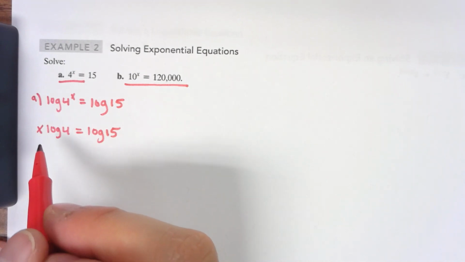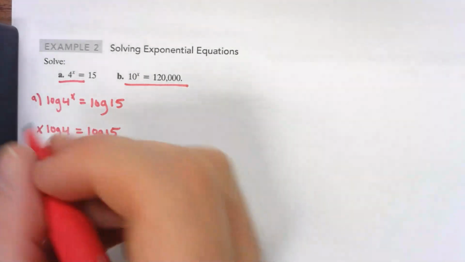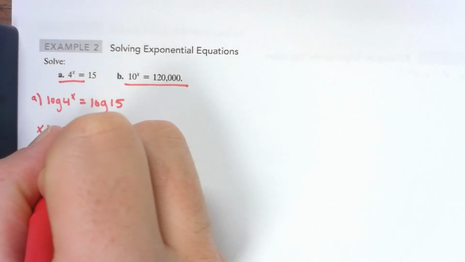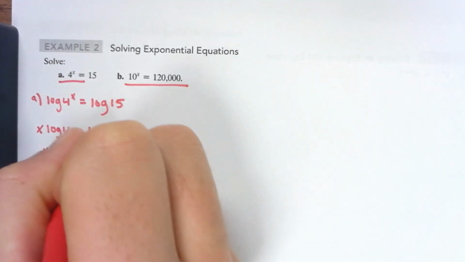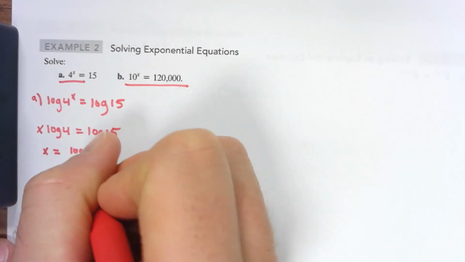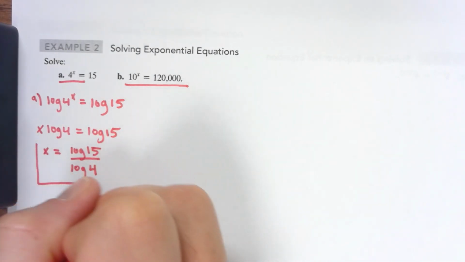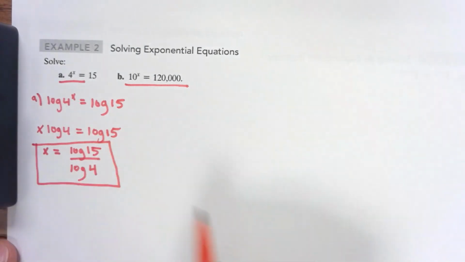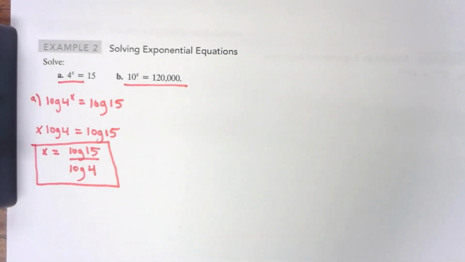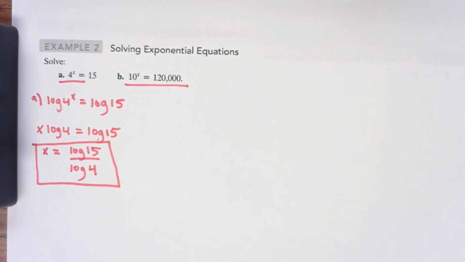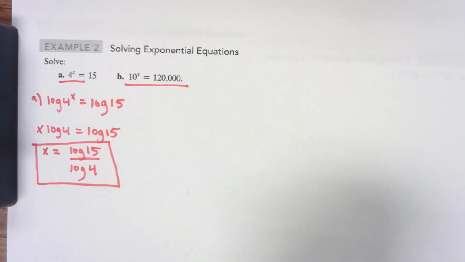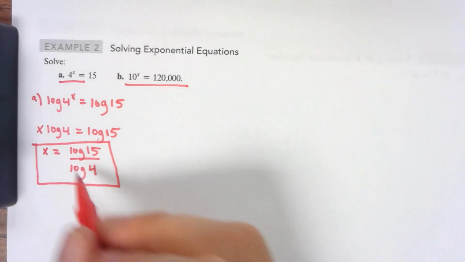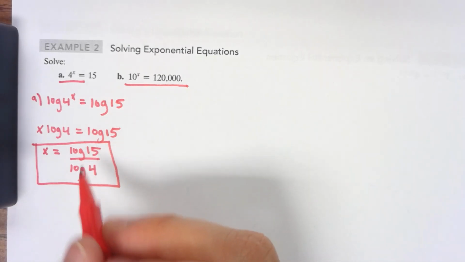And recognizing that this is x times log of 4, I can get x by itself by dividing both sides by log of 4. So our answer, or one way to interpret this answer, is log of 15 divided by log of 4. Now I'm going to show us a couple different things because this answer can be written in more than one way. Math Excel will have you write your answers in the exact form like this.